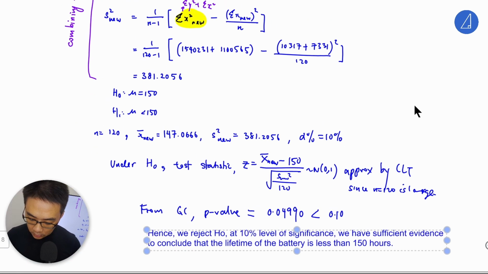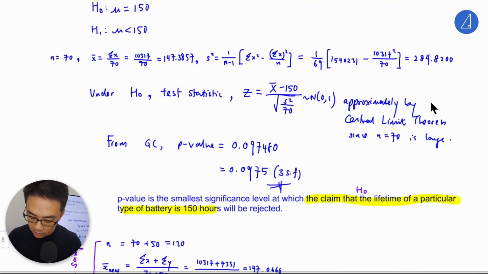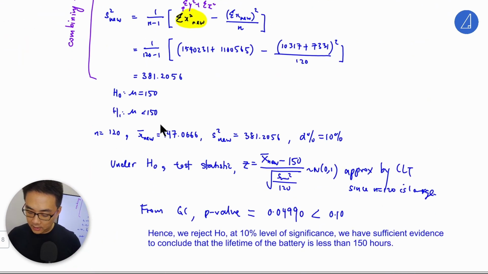We have sufficient evidence to conclude that the lifetime of the battery is less than 150 hours. Okay, so the alternative hypothesis is that the lifetime is less than 150 hours.